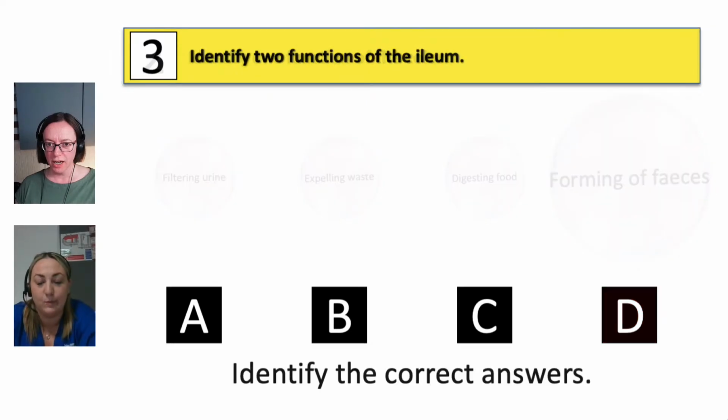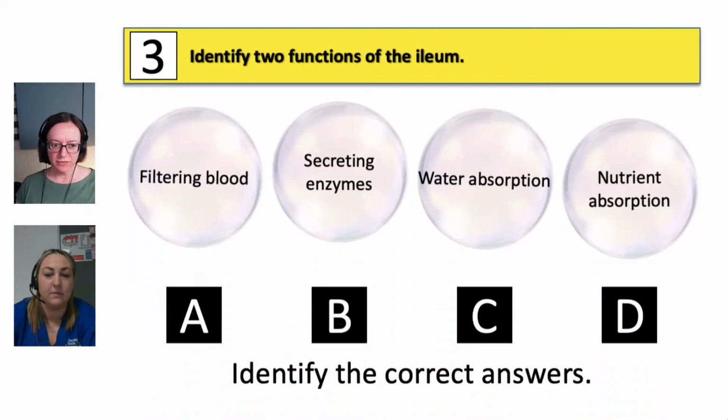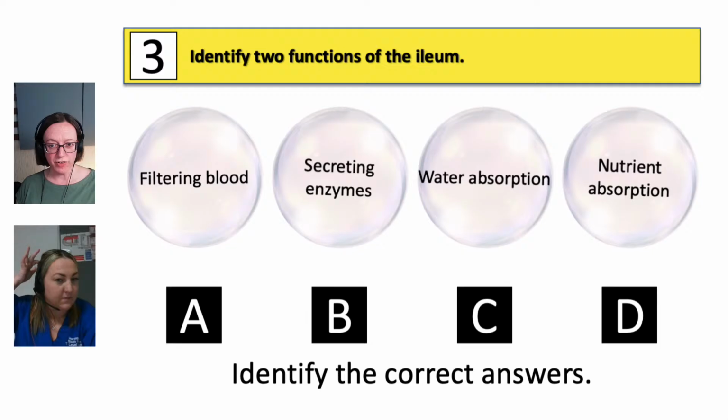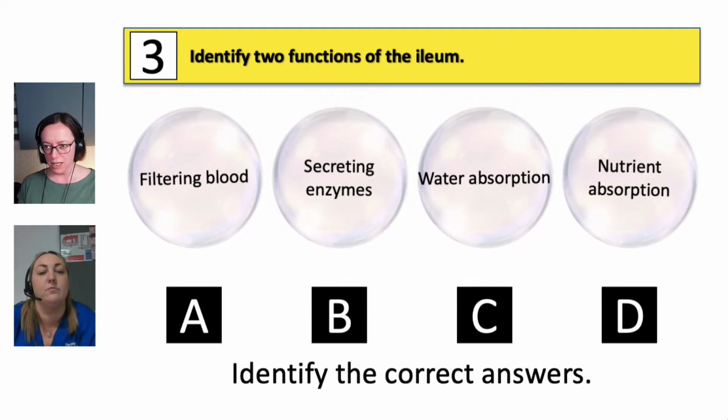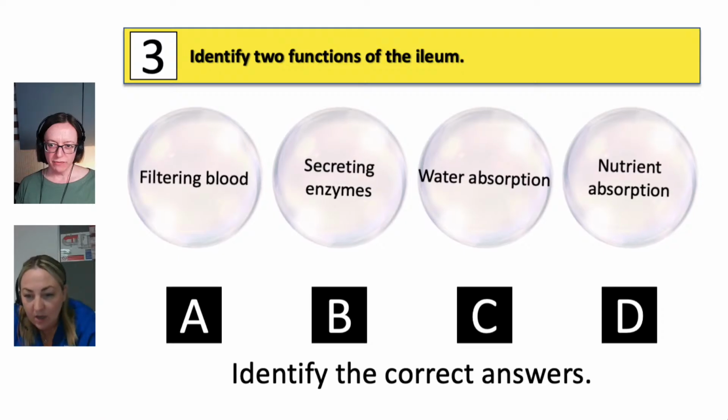Okay, so digestive system again. Identify 2 functions of the ileum. So does your ileum, remember it's part of your alimentary canal, which is your digestive system. A, filter blood, B, secrete enzymes, C, absorb water or the site of water absorption, D, is it the site of nutrient absorption? I think this one's a bit harder. It is. We're looking for 2 functions.